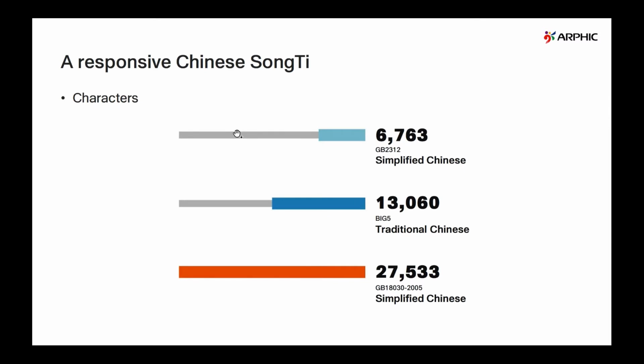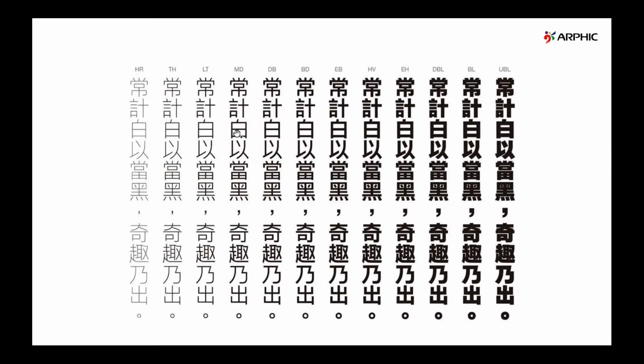Chinese contains large amount of characters. A small simplified Chinese character set contains 6,763 characters. The large one contains over 27,000 characters. Traditional Chinese character set Big 5 contains over 13,000 characters. It's a huge work to create complete character set, not to mention multiple weights.